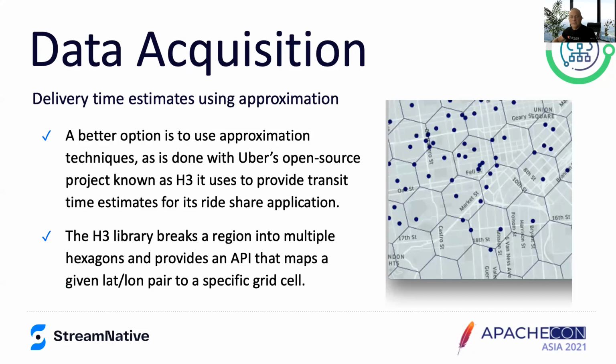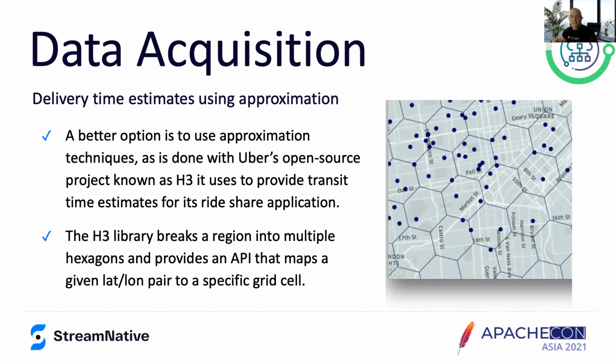So let's look at another approach to doing that rather than a real-time system. That approach would be delivery time estimates using approximation, right? We also look at Uber, which has an open source project known as H3 that it uses to provide transit time estimates for its rideshare application. So obviously we look at this as a use case, something we could leverage inside our food delivery system as well, using our data set to get us similar estimates, right?